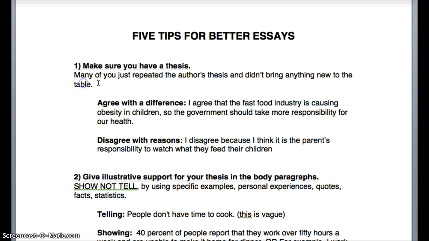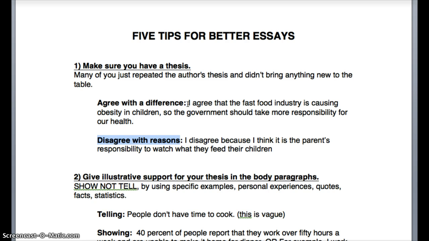Many of you just repeated the author's thesis and didn't bring anything new to the table. You didn't offer any new ideas. Remember, your thesis in an argumentative essay should either agree with a difference or disagree with reasons. This then allows you not to just repeat what the author has to say.